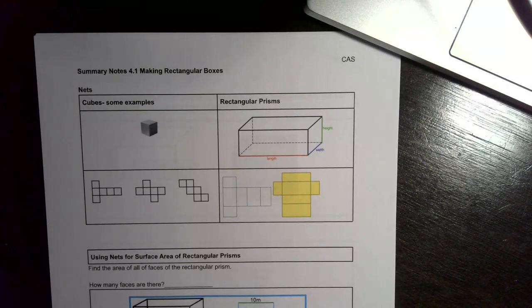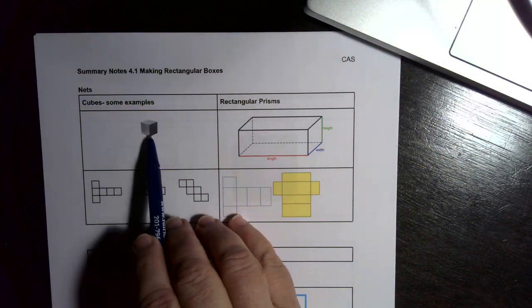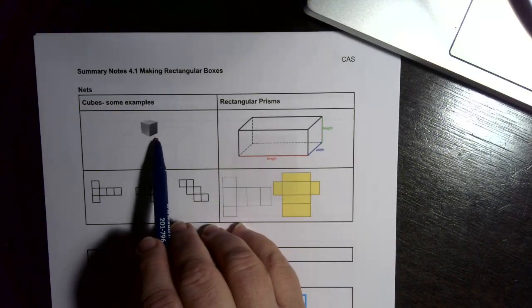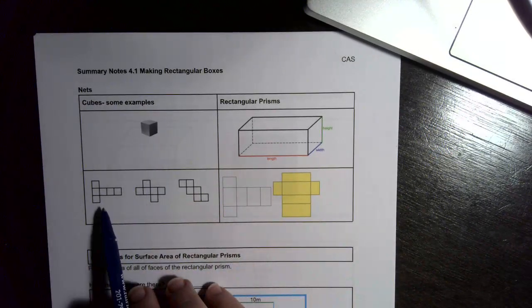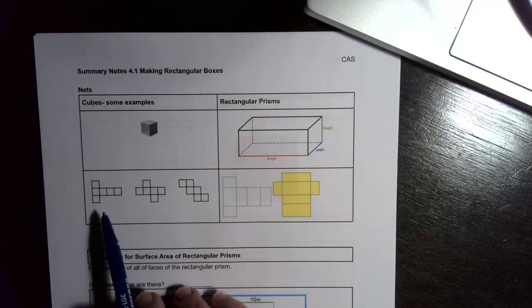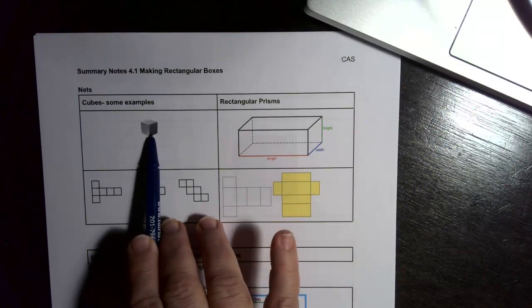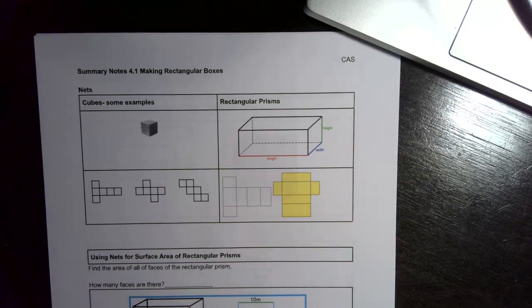Right, we're going to be looking at making rectangular boxes and focusing on surface area of a rectangular prism. So if I have a cube here, and if I unfold my cube, as we went over in class, there's many different ways, I think there's 11 different ways to make a net that when we fold it up will be a cube. There's several different ways for rectangular prisms.